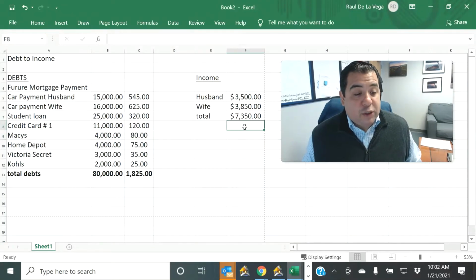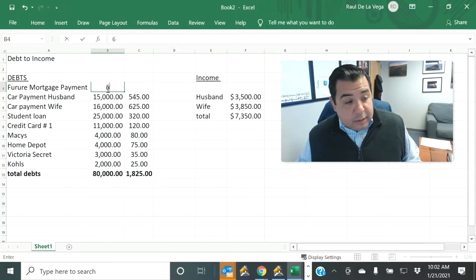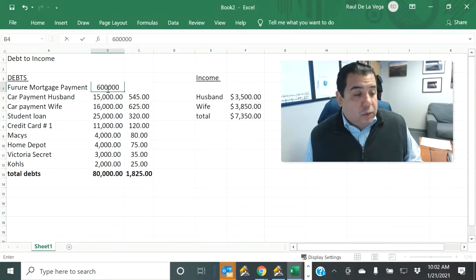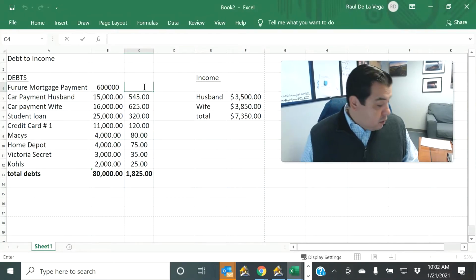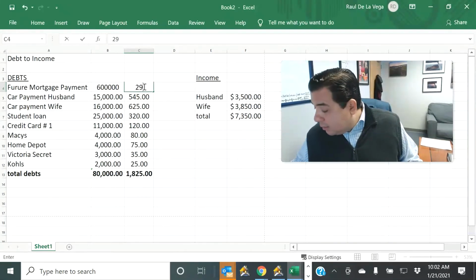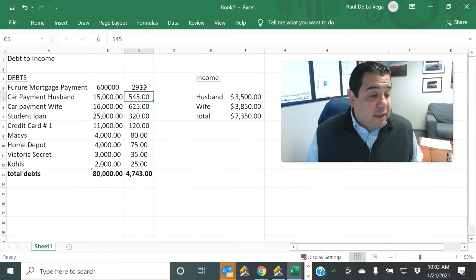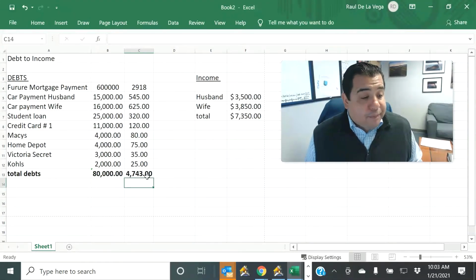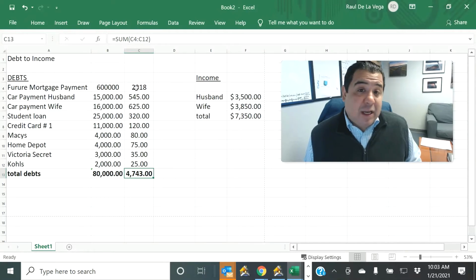So at 2.25, the mortgage payment on $600,000 would be $2,918 with taxes and insurance, everything included, right? So this would be your total debt. This is the part that's important. This is the total debt. This is what they take in consideration for a debt to income ratio.